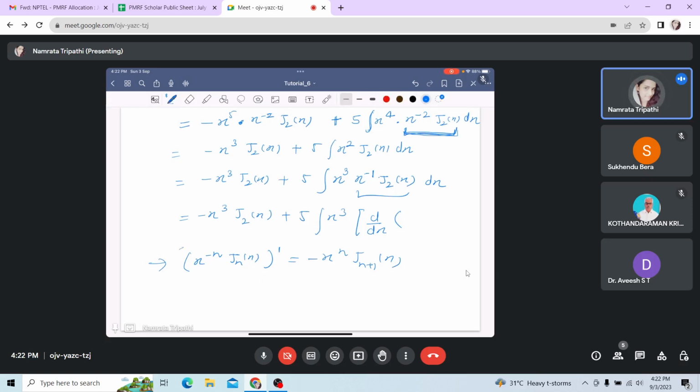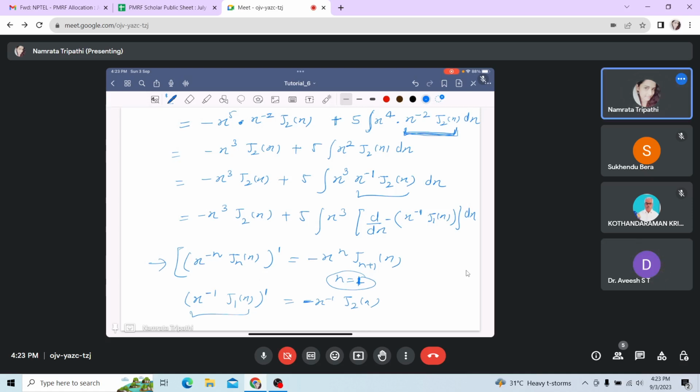You will use this recurrence relation after putting n is equals to 1. So you will get the expression minus J2 of x is x of the derivative of this term. Is it okay? So this will, and minus 1 minus is also there. Is it okay?